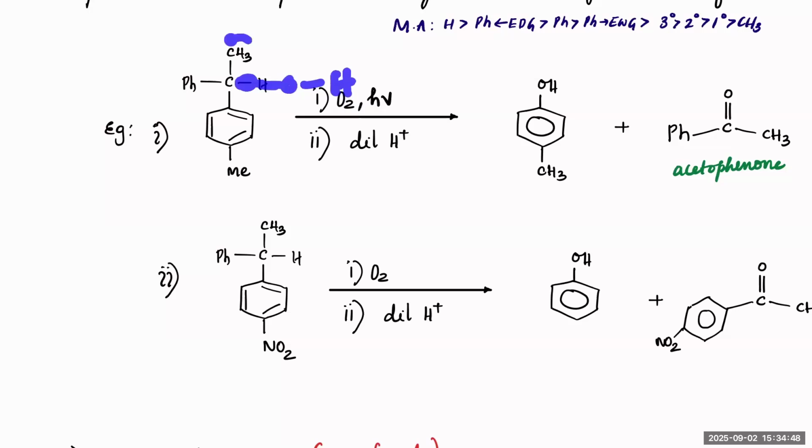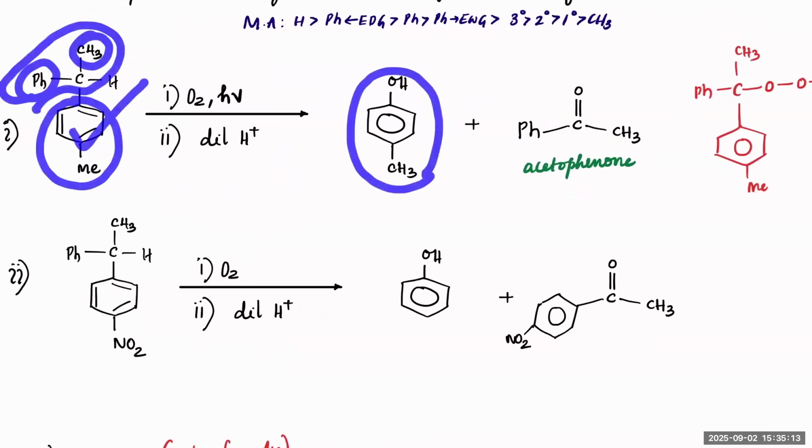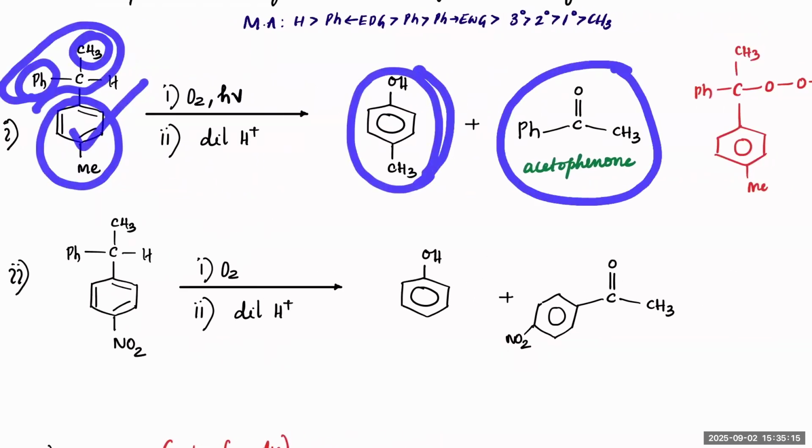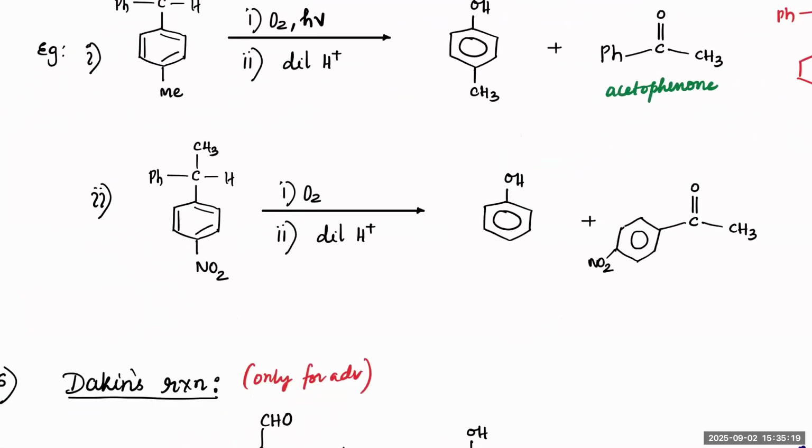Now you have to decide whether methyl will migrate, phenyl will migrate, or a phenyl with methyl will migrate. So obviously methyl is a donating group here, so this has more chances to migrate. Does that make sense? You're deciding between these three groups. So which one will migrate? This one will migrate. The one which migrates will convert into phenol, and the other part will convert into ketone. So you will get this acetophenone, and this part will become phenol. So this is methyl substituted phenol.